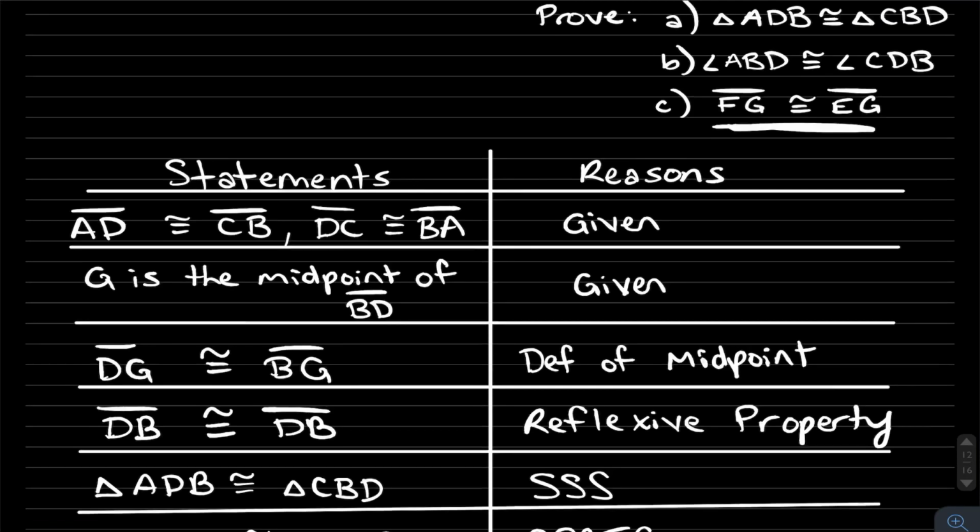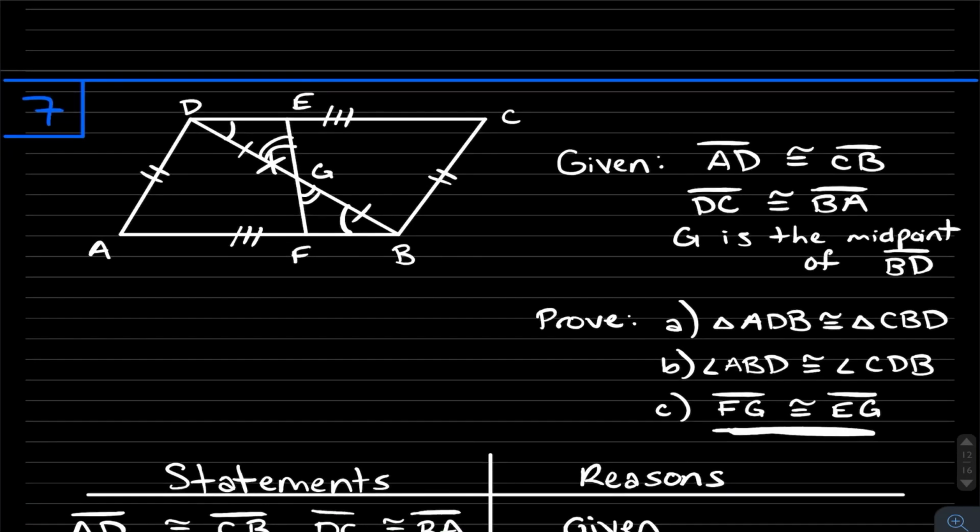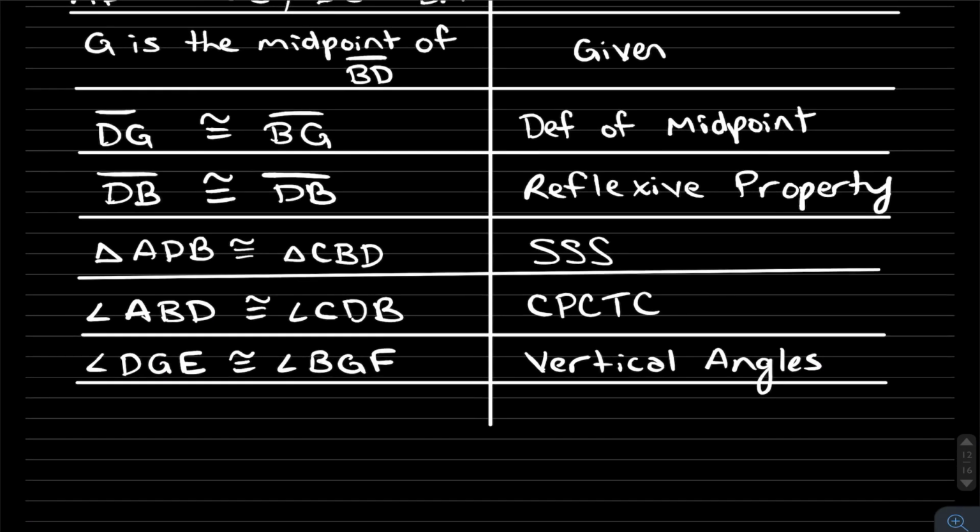Okay, and now that we've said that, look what we have. Angle, side, angle. Angle, side, angle. So now we have that those two triangles are congruent. Okay, and so that's perfect. We write that triangle BGF is congruent to triangle DGE, right, and we know that by angle, side, angle.